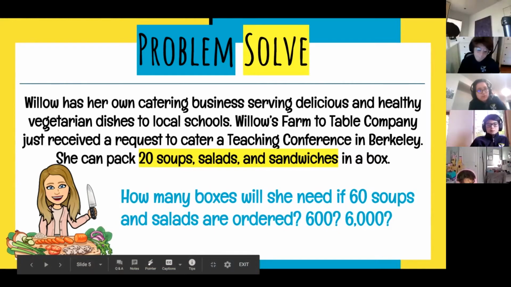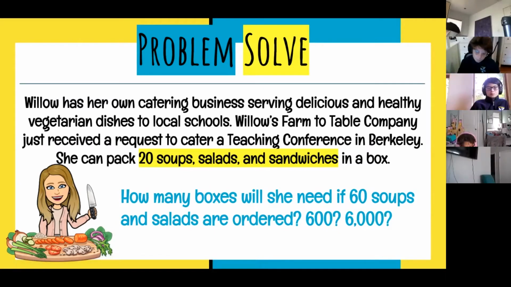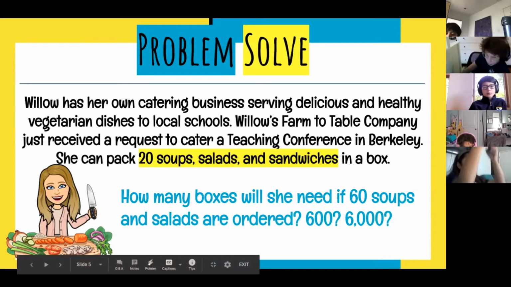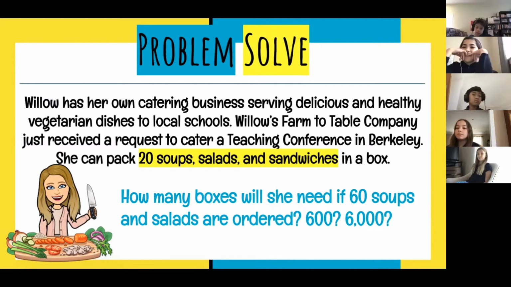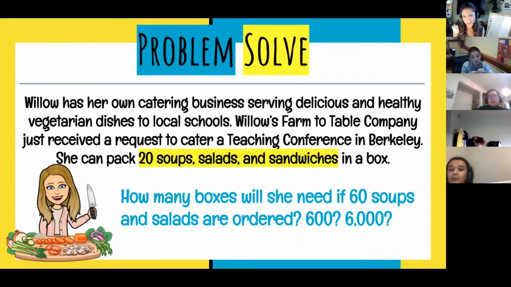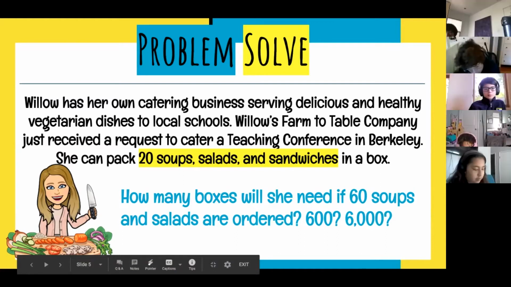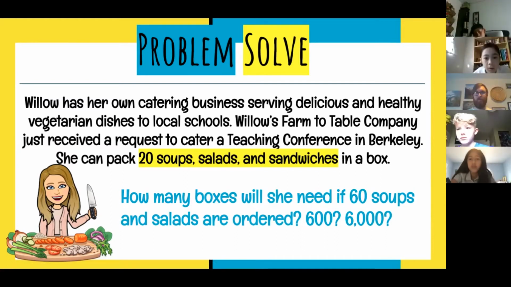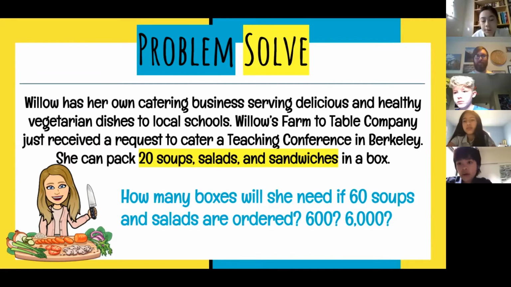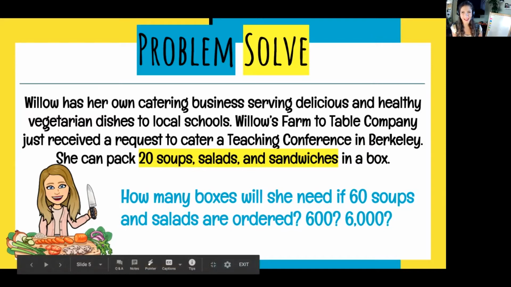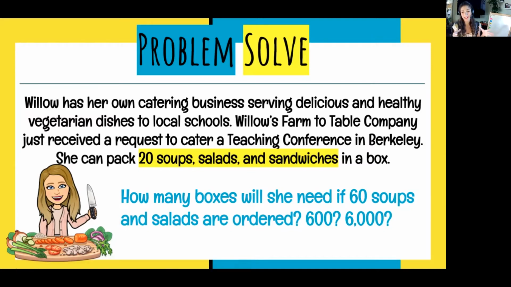Any other clues? It's the chapter that we're doing. Hey, I said aside from the obvious, Valentino. You told us it was a division problem. Nobody else sees any other clues? They said 20 soups, salads, and sandwiches in a box. It's in a box, and seeing as we're packing things in a box, we're putting them into groups, right?